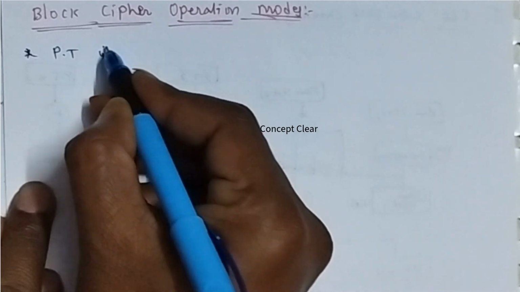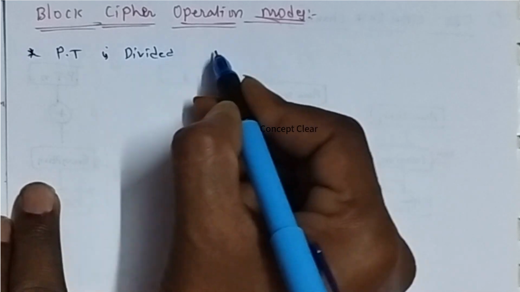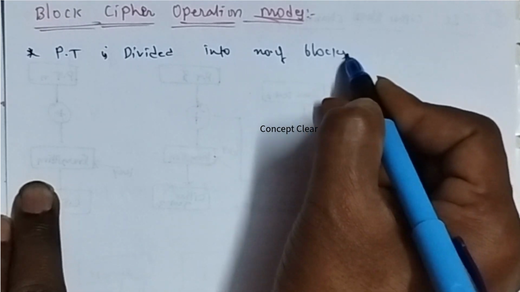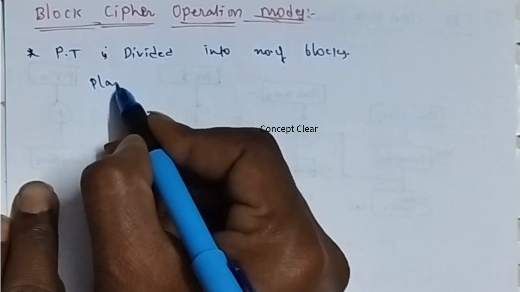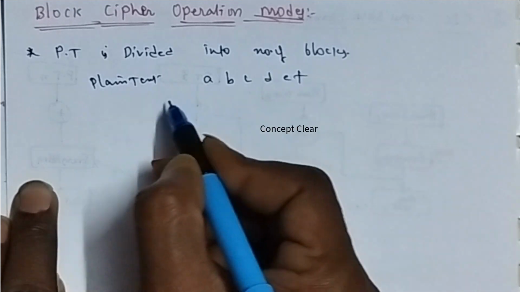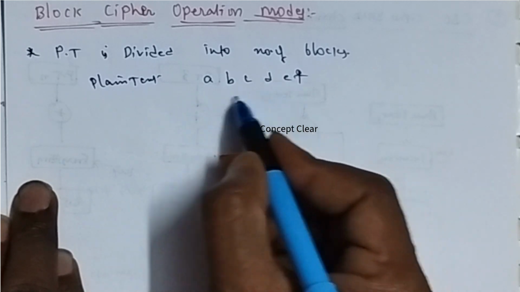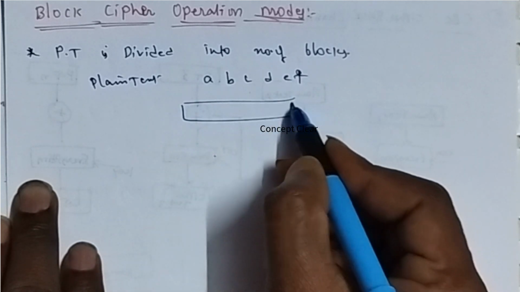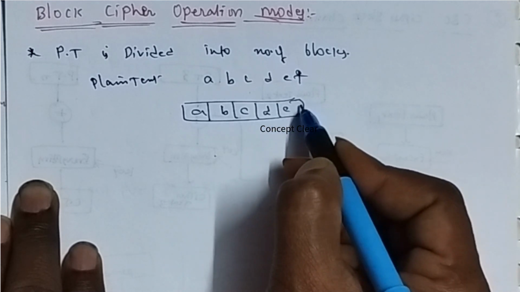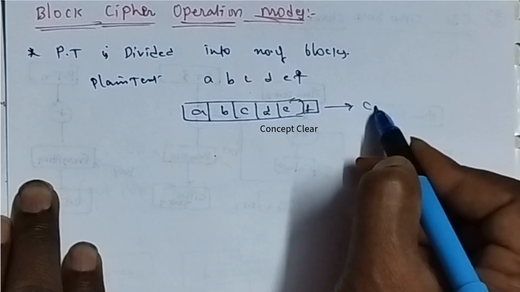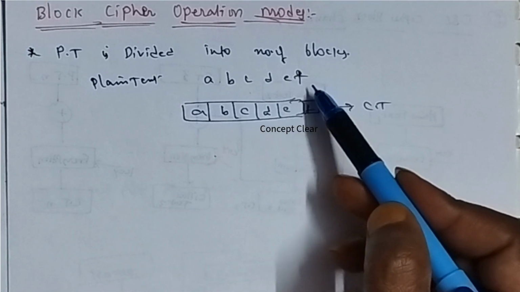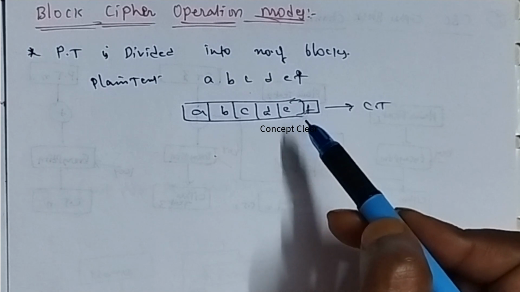Here the plain text is divided into a number of blocks. For example, the plain text is A, B, C, D, E, F. Then how will it be divided into a number of blocks? A, B, C. This is the cipher text in a block cipher. Why? Because the original plain text is A, B, C, D, E, F. Here the cipher text is divided into a number of blocks.